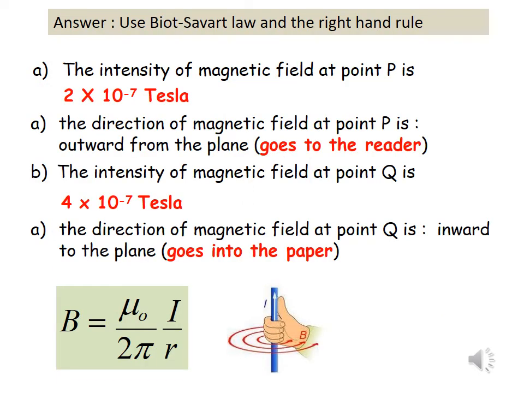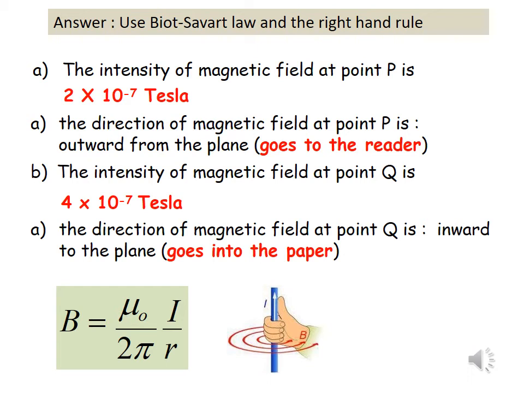To determine the magnetic field intensity, you just need to use the Biot-Savart law: B equals mu naught I divided by 2 pi r. Putting all these numbers in, the intensity of the magnetic field at point P is 2 times 10 to the minus 7 Tesla. And to find the direction, you can use the first right-hand rule.